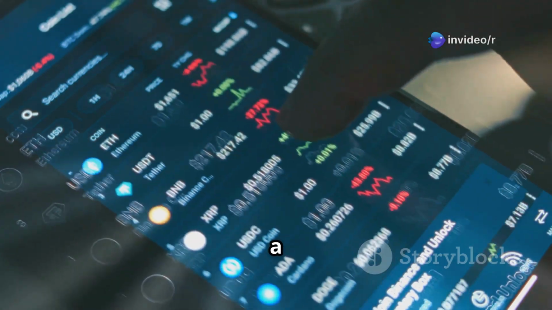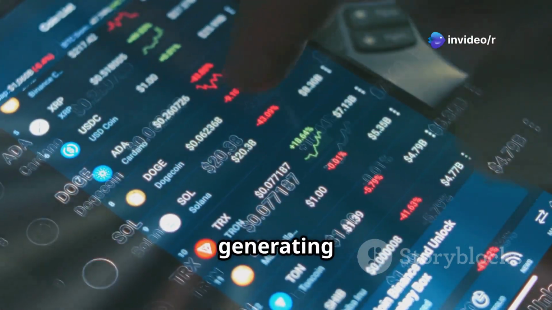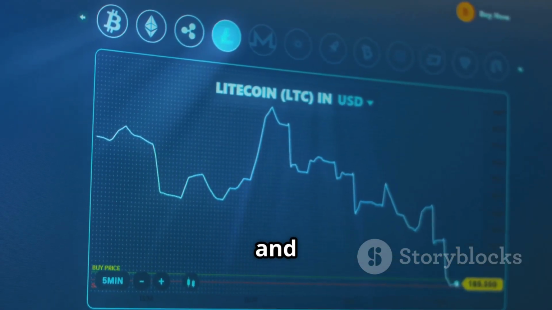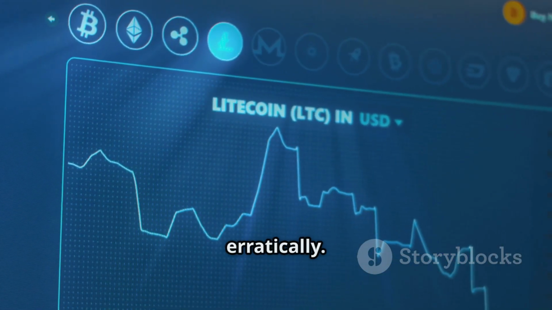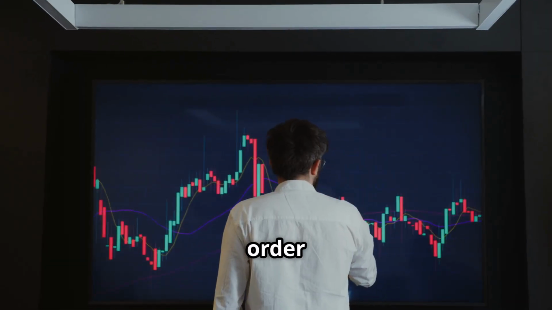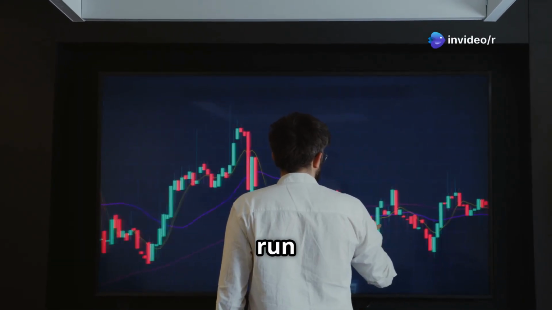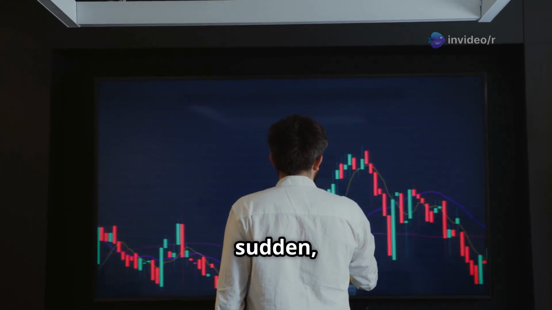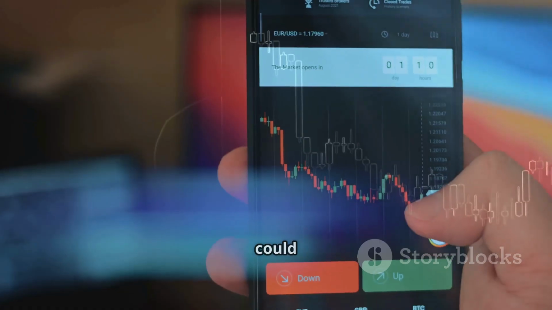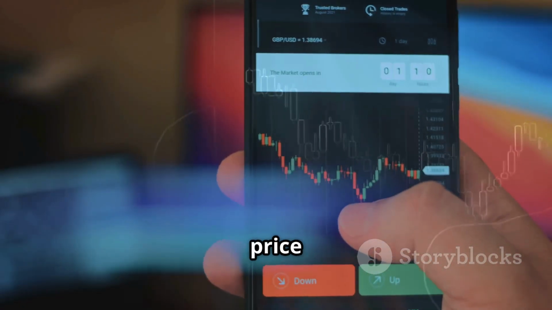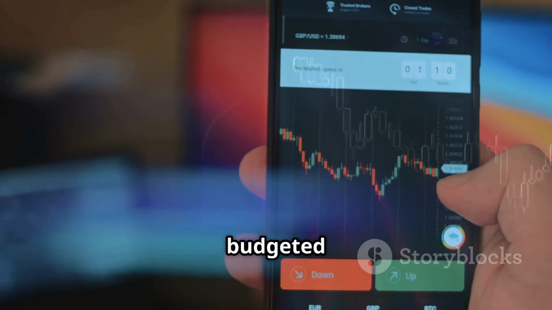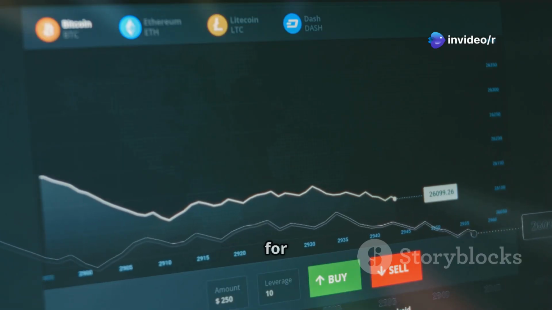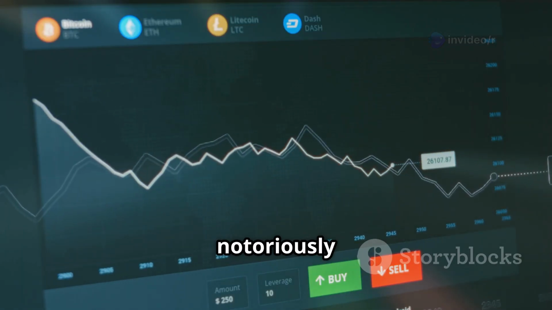Imagine you're eager to purchase a newly launched cryptocurrency that's generating a lot of buzz and excitement. There's a palpable sense of hype surrounding it, and as a result, its price is jumping around erratically. If you were to place a market order in this kind of frenetic situation, you run a very real risk of inadvertently buying at the absolute peak of a sudden, short-lived price spike. This could mean you end up paying a considerably higher price than you had initially intended or budgeted for. Slippage in cryptocurrency markets, particularly during periods of high volatility or for less liquid coins, can be notoriously brutal.